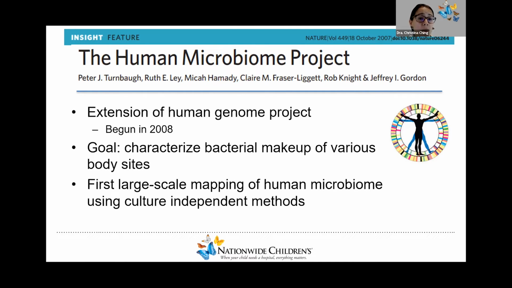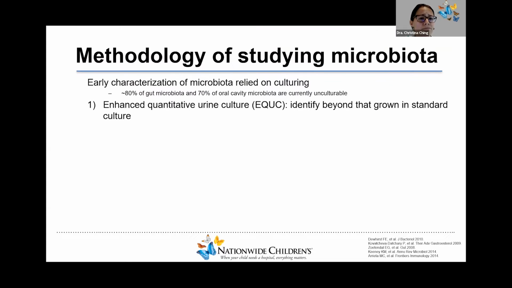This Human Microbiome Project is an extension of the Human Genome Project that began in 2008 with a goal of characterizing the bacterial makeup of various body sites. It is the first large-scale mapping of the human microbiome using culture-independent methods, with really the project being made possible due to the emergence of molecular methods to study microbial communities. And these methods significantly expanded our ability to identify different microbiota.